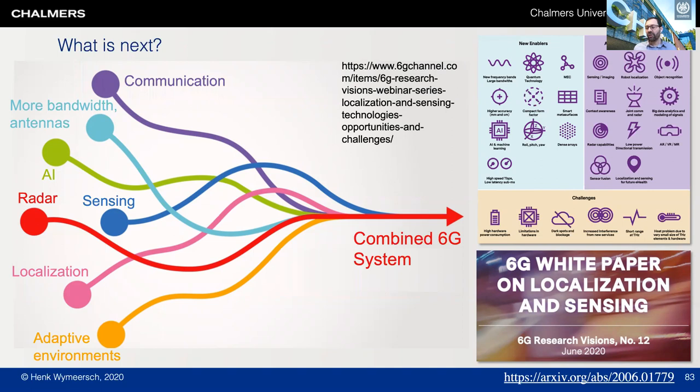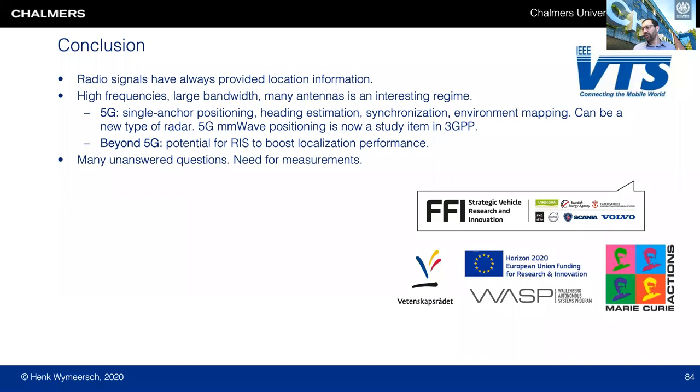All right, so in conclusion, I hope to have convinced you that radio signals are always useful for providing location information. And whenever you read a communication paper, you can ask yourself, how would I use this for positioning? That's what I do. When we go to higher frequencies where large bandwidth is available and where we need to use many antenna elements to overcome path loss, positioning becomes very interesting, right?